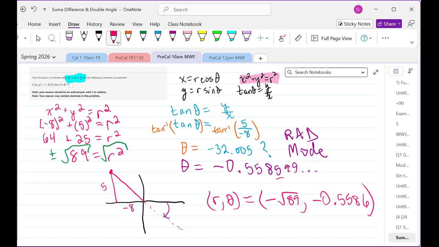Now, the equivalent polar point would be if I added pi to the -0.55, and I could use the positive radius then. But pi is 3.14. If I add 3.14 to -0.55, I'm going to be bigger than pi/2. So that would put the angle outside our qualification for theta. So this is the only ordered pair that follows the requested qualification.